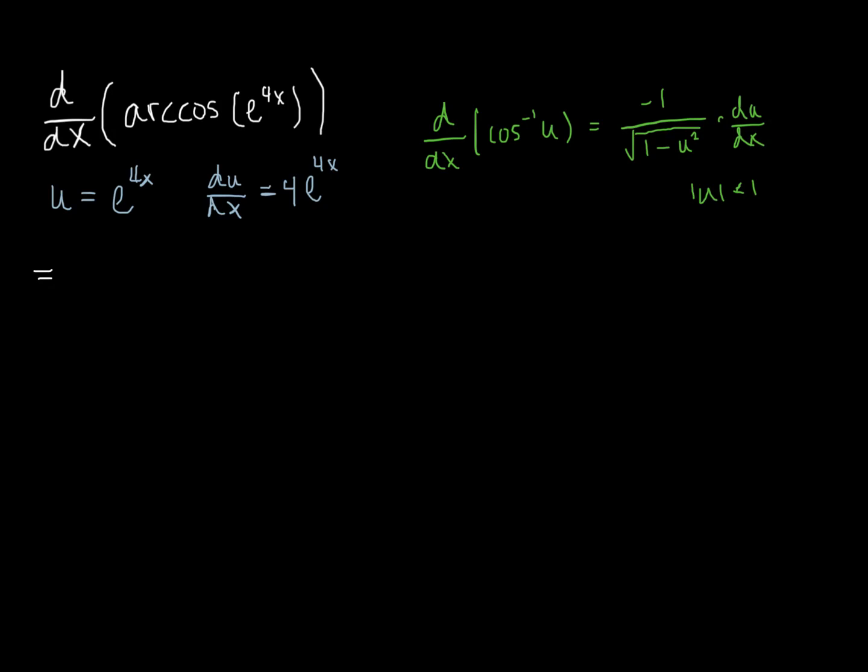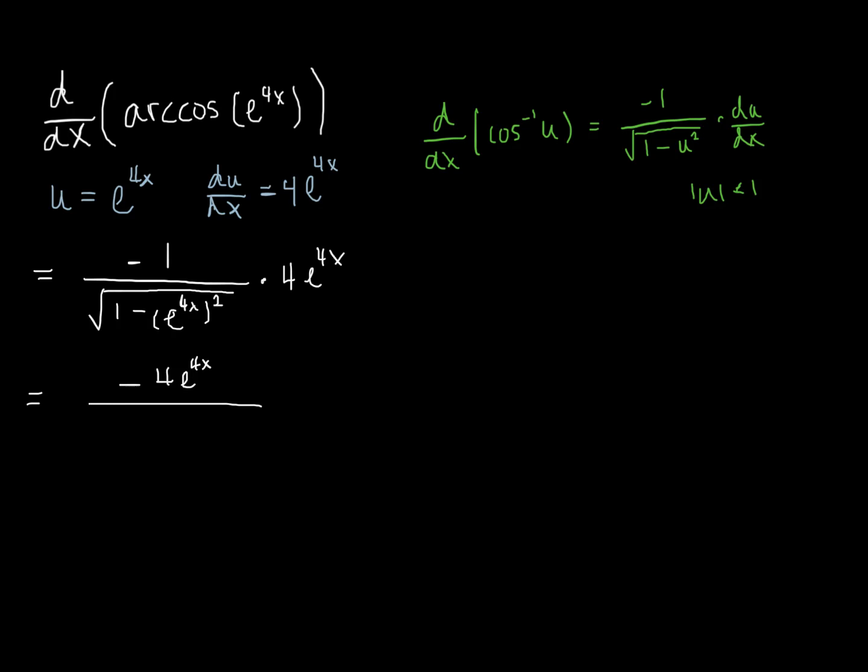So what I'm going to have is negative 1 over the square root of 1 minus e to the 4x squared, all inside the square root, times the derivative of u with respect to x, which is 4e to the 4x. I can simplify a little bit, multiply in on the numerator. It gives me negative 4e to the 4x.